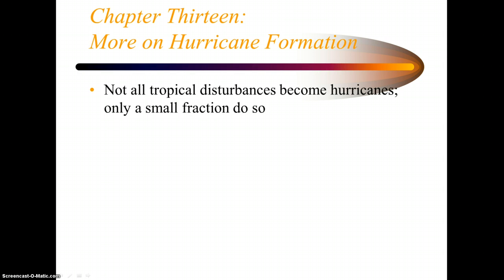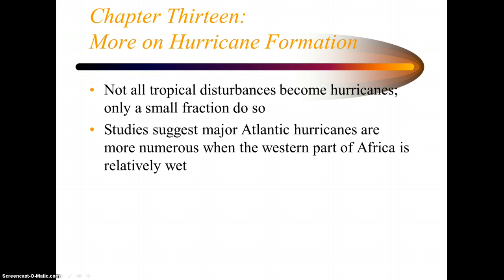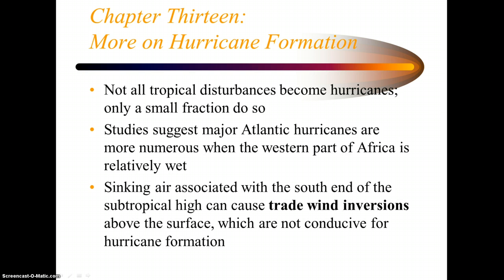Not all tropical disturbances become hurricanes. Only a small fraction of them actually do. Studies suggest that major Atlantic hurricanes are more numerous when the western part of Africa is relatively wet, because clusters of thunderstorms from equatorial or near-equatorial Africa move westward out toward the eastern Atlantic Ocean and then go from land to water.